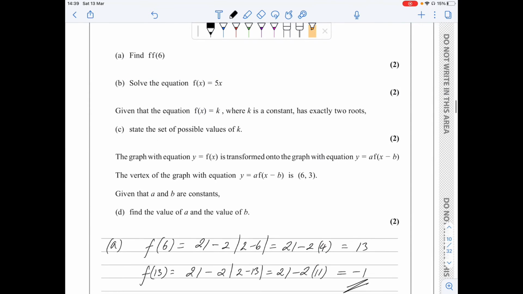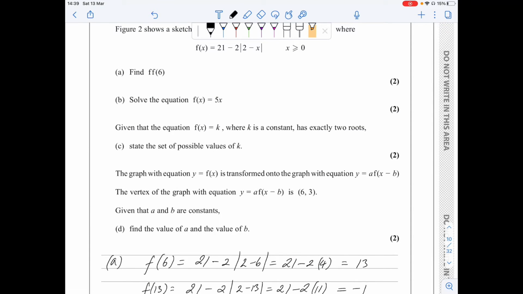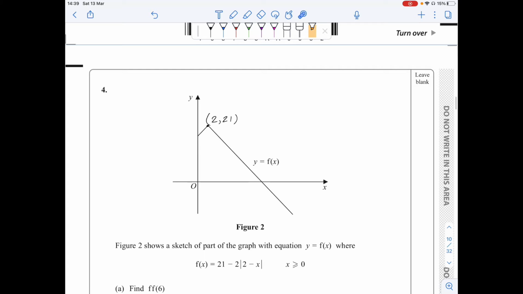For part C, I'm given that this equation f of x equals k, where k is a constant, has exactly 2 roots. I need to find the possible values of k. So basically, this is the point of intersection of this graph with a horizontal line. I need to have 2 points of intersection. So my horizontal line should lie somewhere in this region.